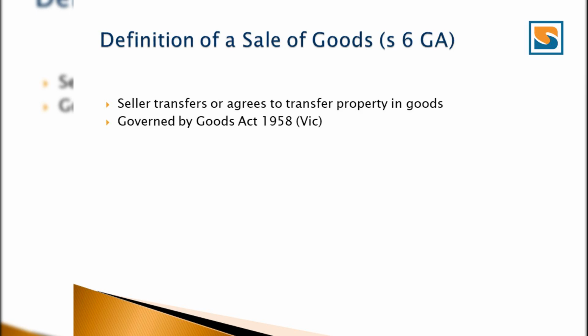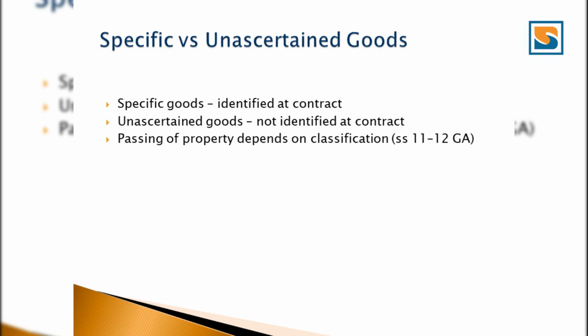Under Section 6, a sale of goods occurs where the seller transfers or agrees to transfer ownership of goods to the buyer. The Goods Act 1958 is the key statute in Victoria regulating these transactions. The Act distinguishes between specific goods identified at the time of contract and unascertained goods, which are not. This distinction is crucial because it affects when ownership passes from seller to buyer.